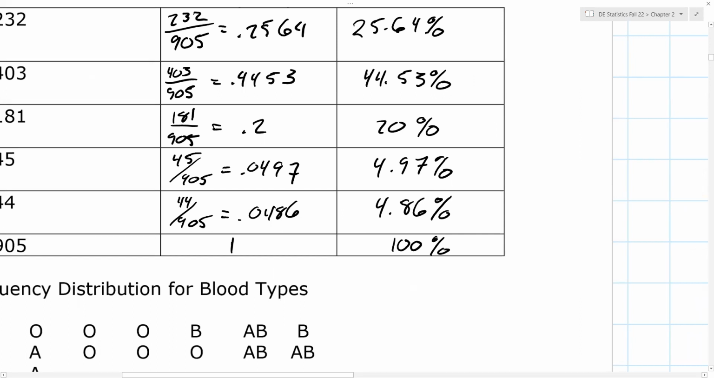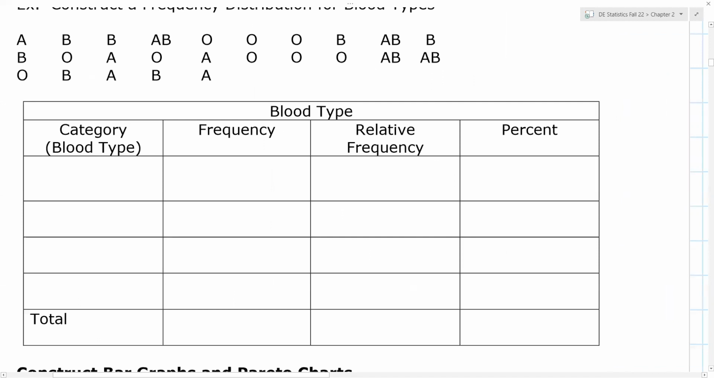Excellent. Next, we are going to create our own frequency distribution for blood types. So again, take a second and we're going to fill this out. And the first thing you have to do is fill in the categories. So determine by looking at our raw data what our categories need to be, and then go ahead and count the frequency of each of those categories, find the relative frequency, and then turn that relative frequency into a percent. Pause the video, and then when you're done with it, come on back and we will go over it as a class. All right, so hopefully you've done it.